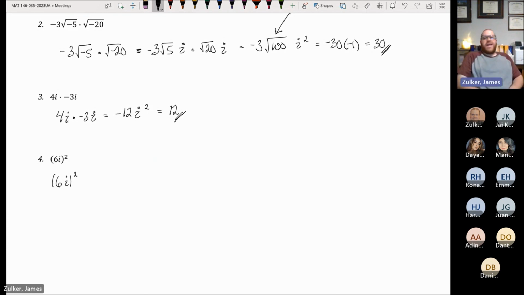So what about 6i all squared? Now remember, think of i as a variable x. So if this was 6x quantity squared, what would you get? How'd you get -36? All right, 6i times 6i, you can do it that way.